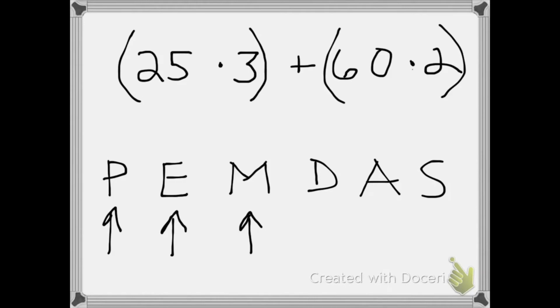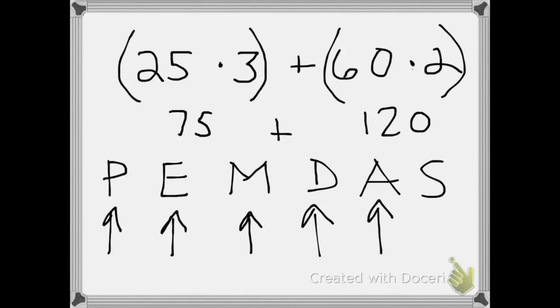We have 25 times 3, which is 75, and then 60 times 2, which is 120. As I said before, we're going to just funnel things down, creating less and less steps. What we have left is addition. There was no division, and it looks like we won't have any subtraction. So once we solve this, our final answer would be 195.